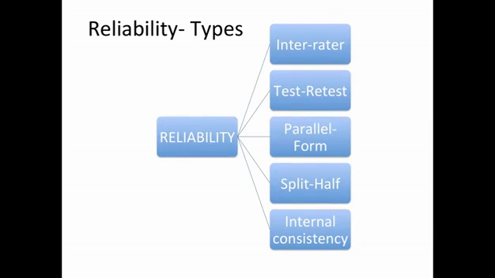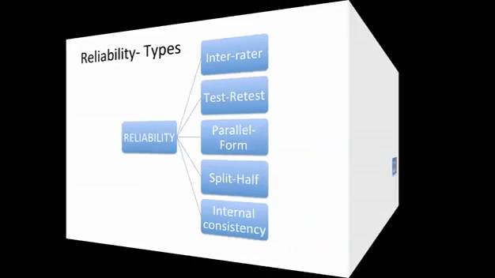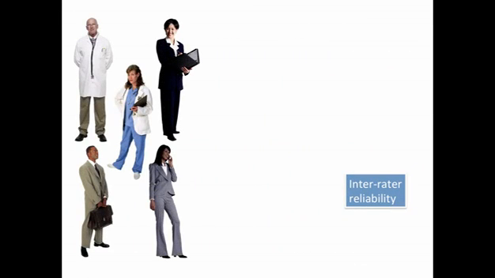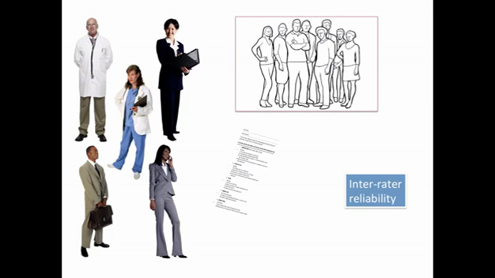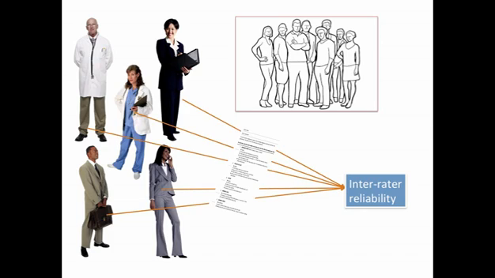Reliability is also of several types. In the next few slides, we'll consider these types in detail. If several independent raters are applying the same scale to the same group of patients, there must be a good degree of correlation among these ratings. This is termed inter-rater reliability.